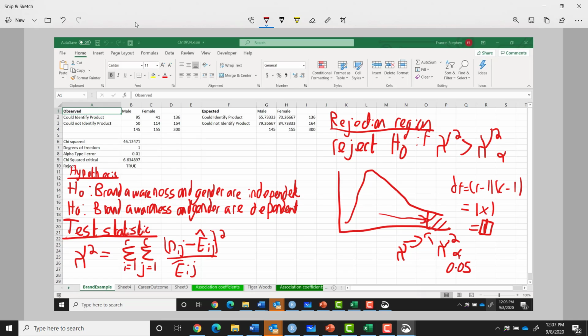You can actually look these up in the tables at the back of your business stats book. But say we have a 5% error, which is the chance of rejecting given the null hypothesis is true. In this case, it's going to be 3.84. As this value gets lower, we essentially need bigger and bigger test statistics. It's harder for us to reject.